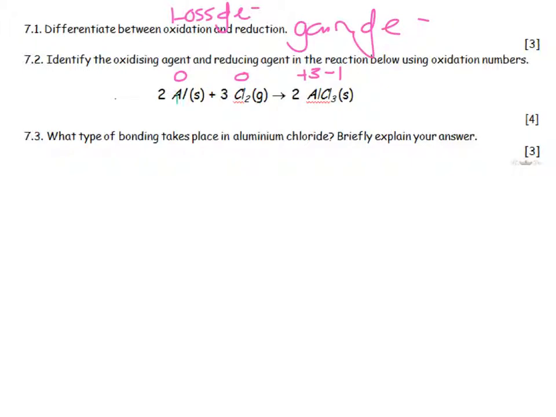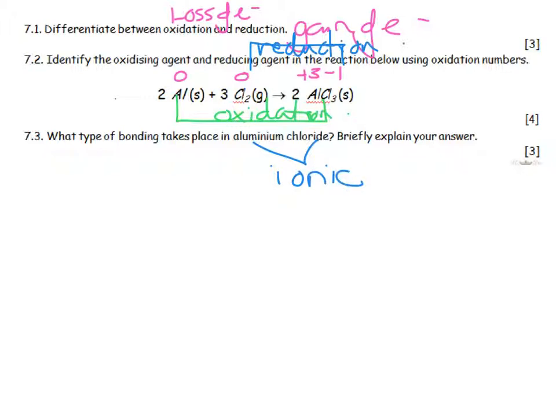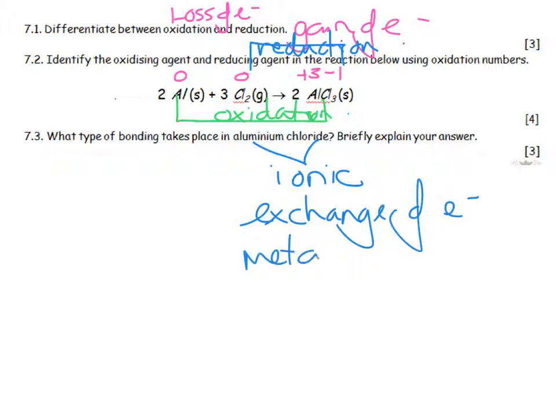Let's see what has happened. Aluminium has gone from 0 to being +3, so that is oxidation. And the chlorine has gone from 0 to -1, that is reduction. What type of bonding takes place in aluminium chloride? Briefly explain your answer. It is a metal and a non-metal, so it is going to be an ionic bond due to the transfer of electrons between a metal and a non-metal.